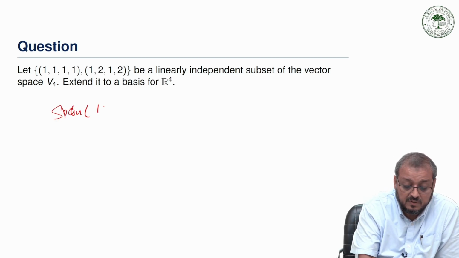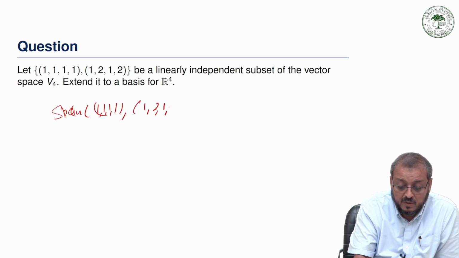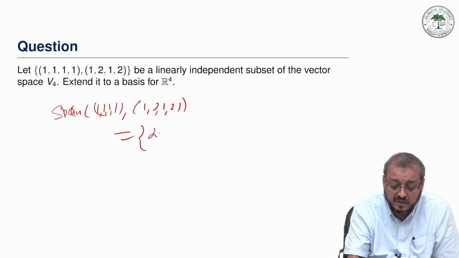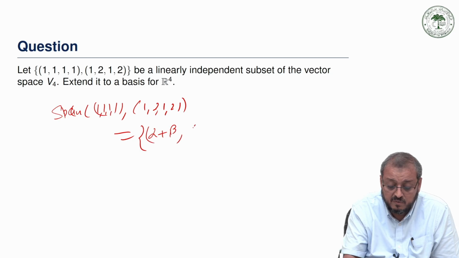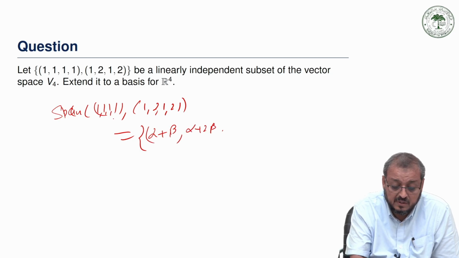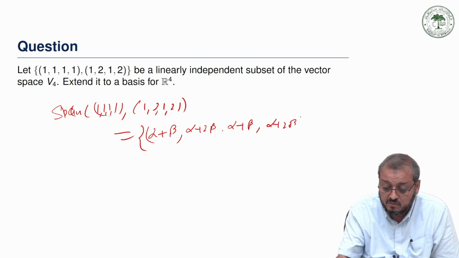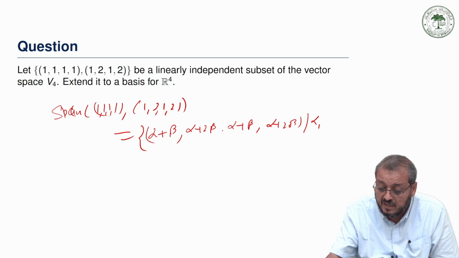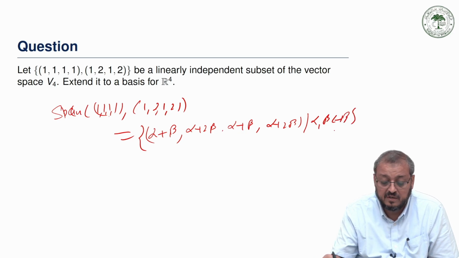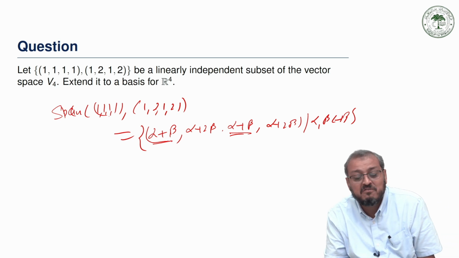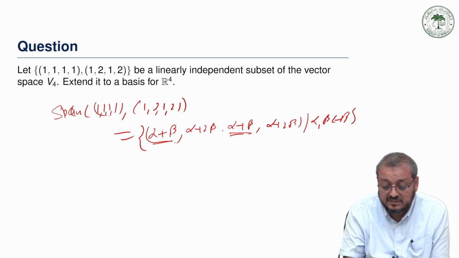The span of (1, 1, 1, 1) and (1, 2, 1, 2) can be written in the form (alpha plus beta, alpha plus 2 beta, alpha plus beta, alpha plus 2 beta), such that alpha and beta are elements of R. Now you see that the first and third elements are the same. So we can choose any vector in which these places differ.